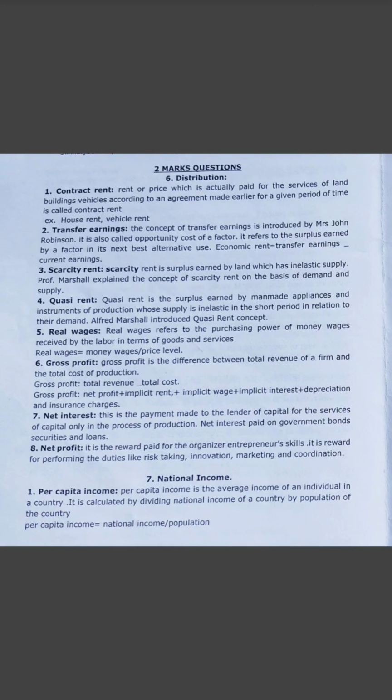We are explaining the 2 marks concepts in junior intermediate from 6th chapter to 10th chapter. The 6th chapter name is distribution. In that chapter we are expecting 8 2-mark questions.